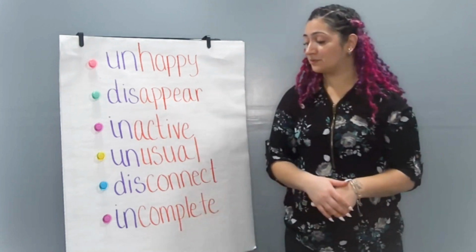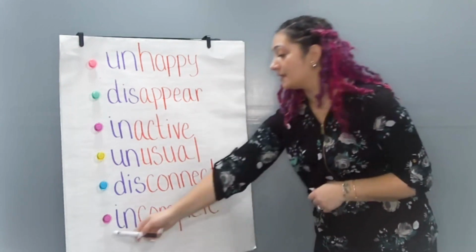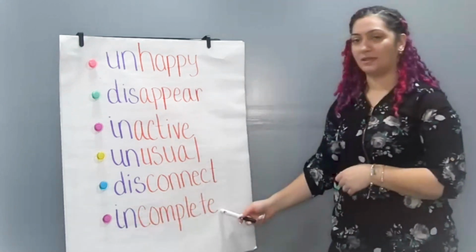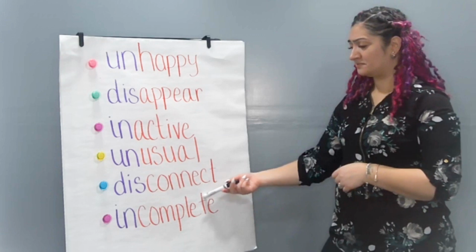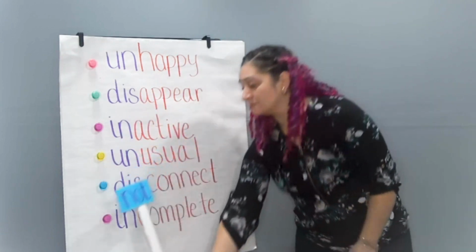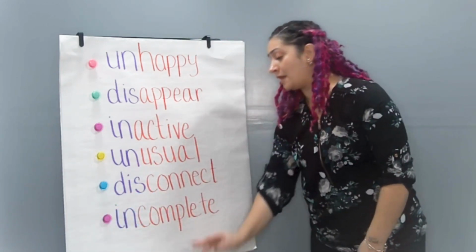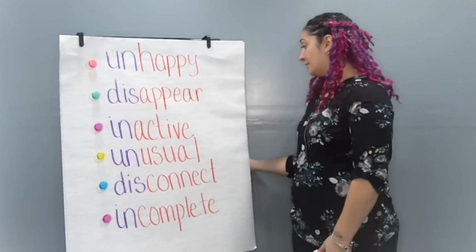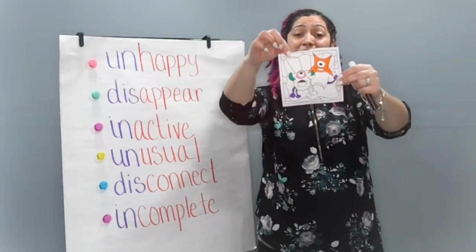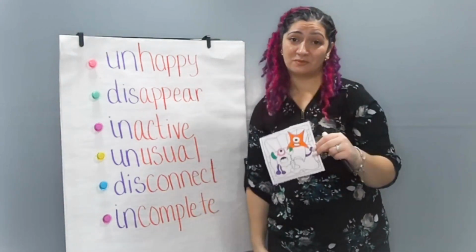All right, and our last word, we're going to add the prefix in to the word complete. We have incomplete. What word? Incomplete. Nice. So complete means to finish something. So if something is incomplete, it is not complete. It is not finished. I was working on a coloring the other day, and if you notice, it's not finished. So this coloring would be incomplete. I still would have to work on it later.